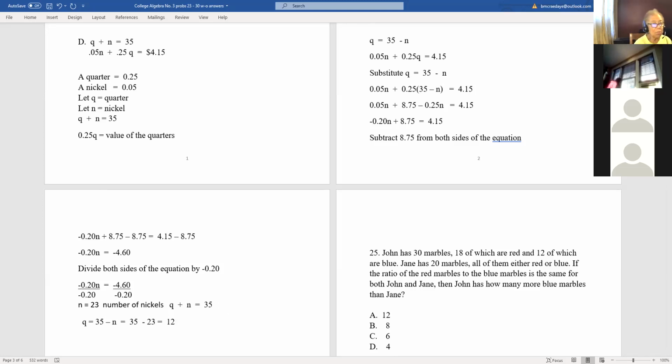But you're trying to get those two unknowns down to one unknown. So when we went up here, we made our quarters 35 minus n. Now we have only one unknown, and that's the nickels. Once we find the nickels, we can certainly find the number of quarters because we know the total is 35. So whatever the nickels are, subtract from 35, and that gives you the number of quarters. Questions?